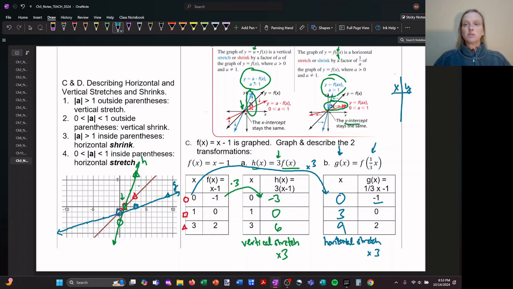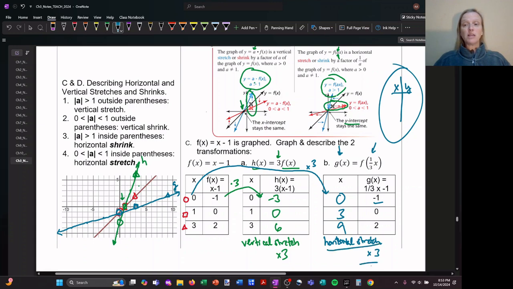But you have two approaches. Either just doing an input-output table if you need to make a graph, and the other thing is to just look at the change. Quite often, all they ask you to do is just describe what it is. It's a horizontal stretch times 3. All you need to do is realize I've got multiplication that's inside parentheses, and so the change is opposite to what you expect because the change is inside parentheses. And therefore, this is a horizontal stretch times 3.